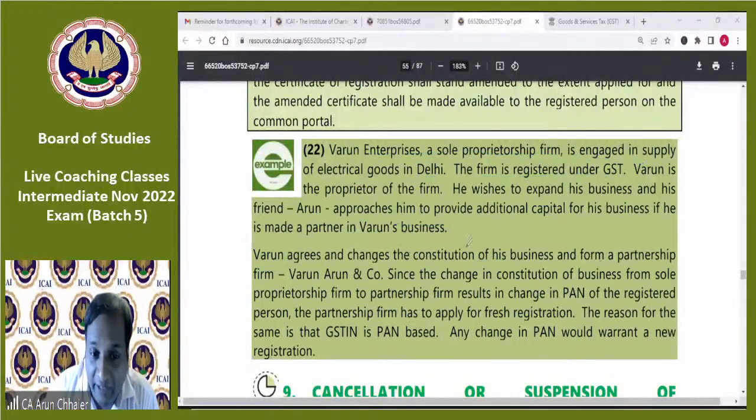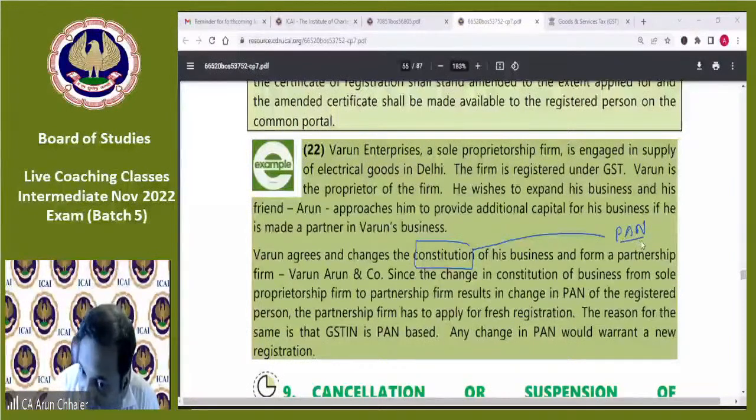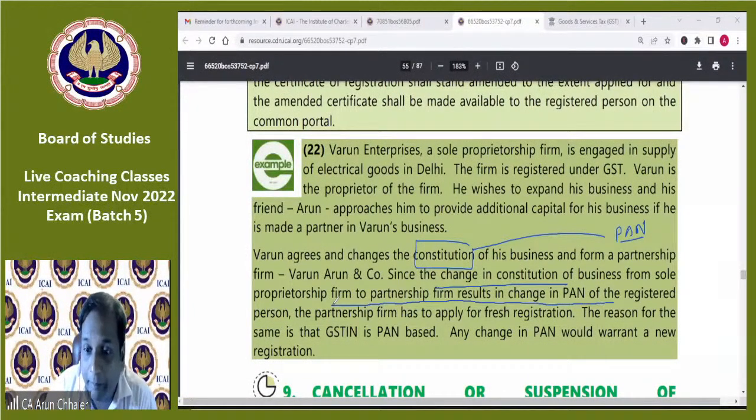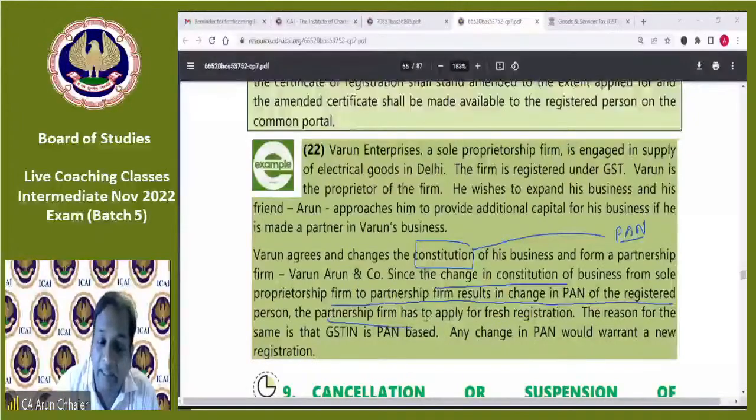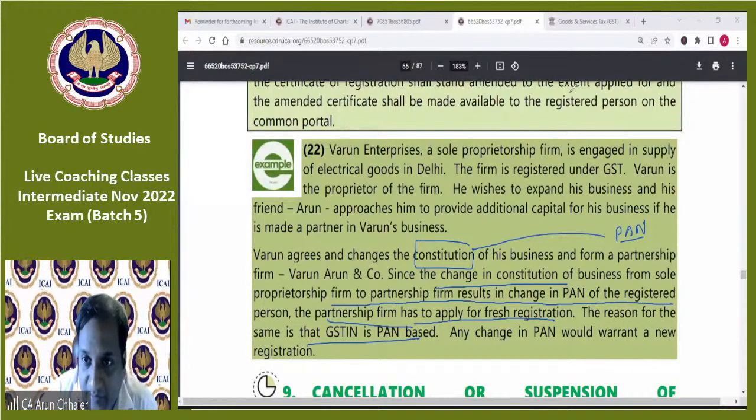So whenever there is a change in the constitution that results in a change in the PAN number, permanent account number, yes, then they need to apply for a new registration, because the change in the constitution from sole proprietorship to partnership results in a change in the PAN number of the registered person. The partnership firm has to apply for fresh registration. The reason for this is that GST is PAN based.